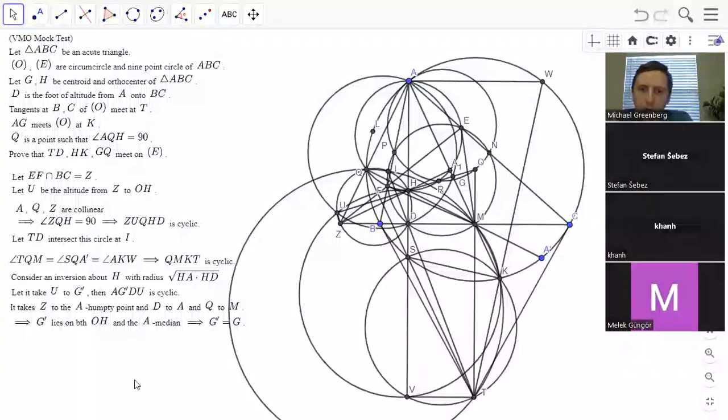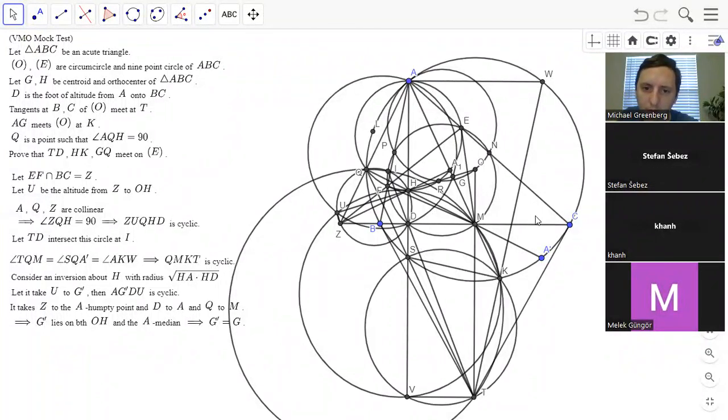Oh, is that just true by a spiral similarity? I don't think it's that easy actually. Well, if we let MQ meet EF at a point, then the ratio that point breaks EF into.